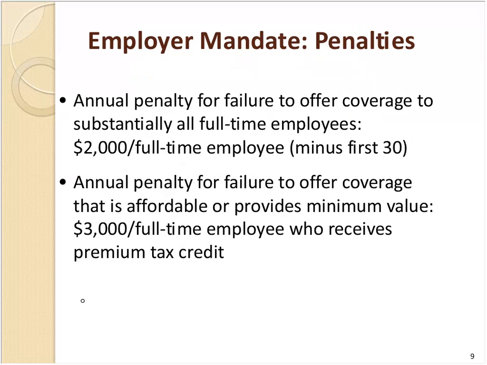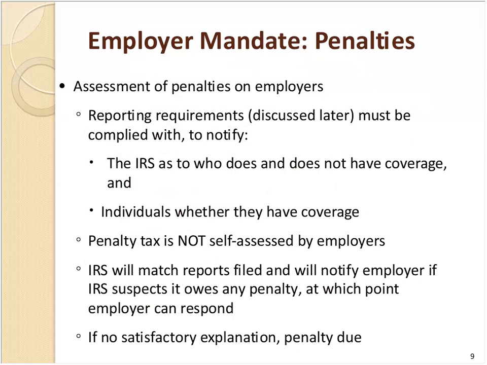We've talked about the A penalty and the B penalty, the assessment of the penalties. You can imagine that if there's this set of rules run by the IRS with a penalty tax, there's probably going to be reporting, and there is, and we'll talk about it in a little more detail later. There are reporting requirements. You're going to have to notify the IRS as to who does and who does not have coverage, and you're going to have to report to the individuals as to whether they have coverage and what category of coverage they have.